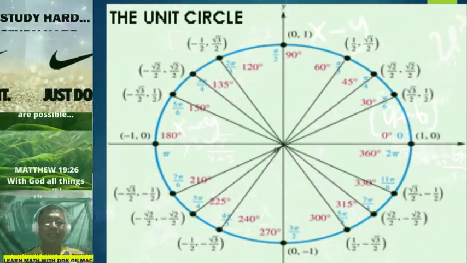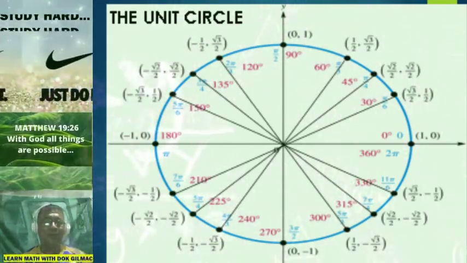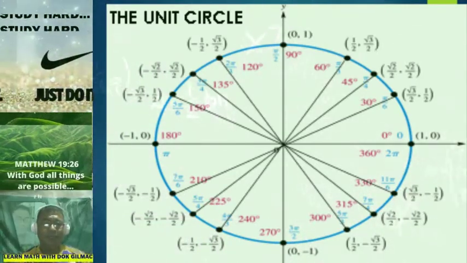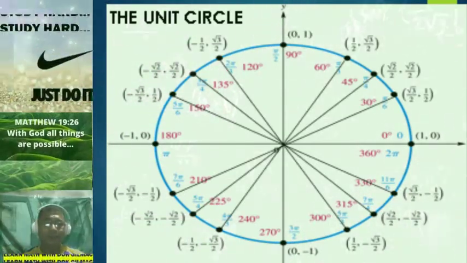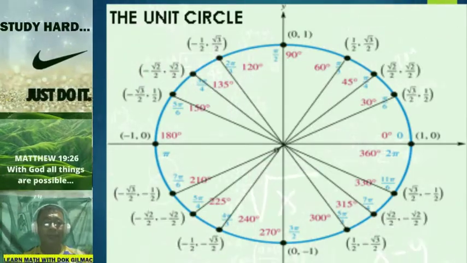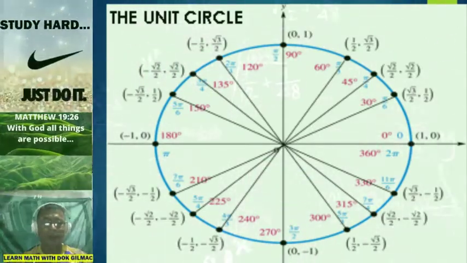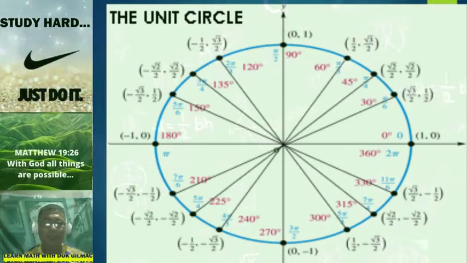So as you can see, from 0 to 360 degrees in a unit circle, we have the corresponding x and y coordinates, or P of xy.